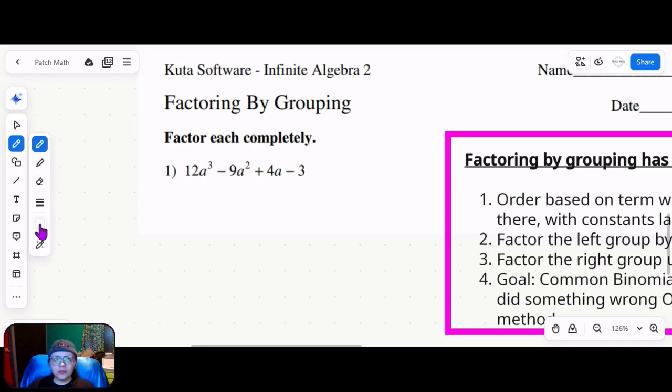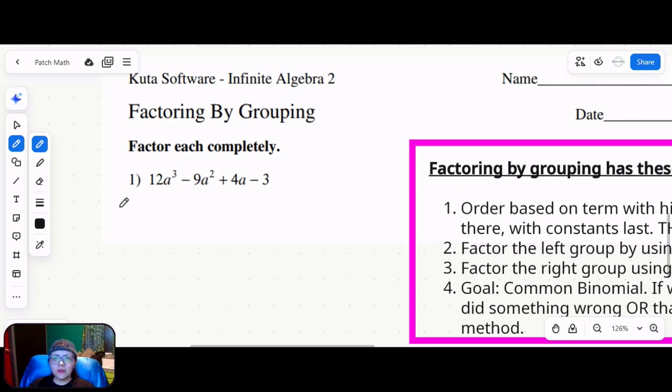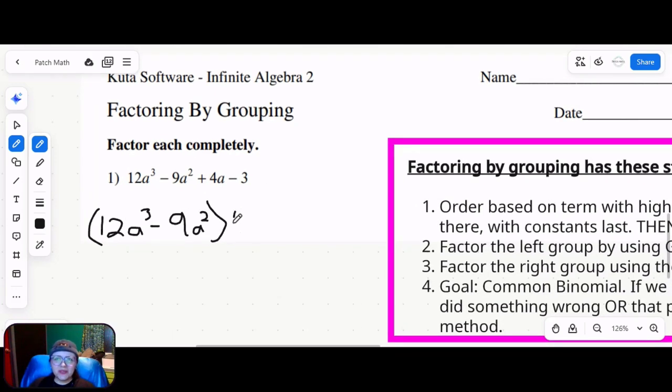Moving on, we are going to split this down the middle, all right? In other words, we have 12a cubed minus 9a squared in our first binomial. Now this is a polynomial. These two parts are being added. We're just grouping them as two separate parts. So our 4a minus 3 goes in the second binomial.